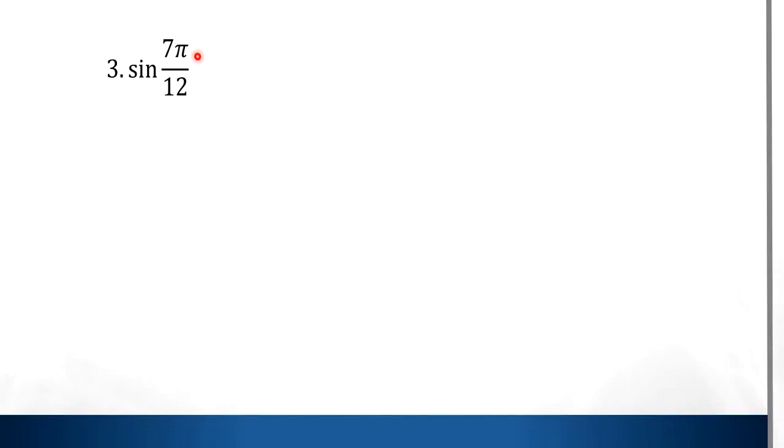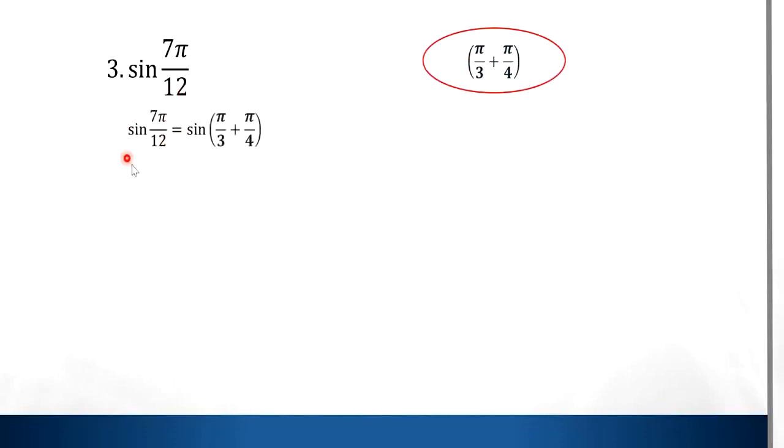So, we need to find now a combination of two special angles in radian measure that will result to 7 pi over 12. This time, we will be using the combination of pi over 3 plus pi over 4. Again, there are more combinations of special angles in radian form that will result to 7 pi over 12. But this time, we will be using the pi over 3 plus pi over 4 to find the exact value of sine 7 pi over 12. So, we will be using now the sum identity for sine to solve this question.